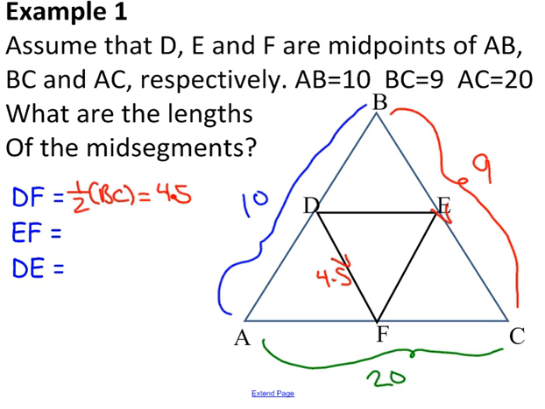Let's go to EF. So EF is parallel to segment BA. Let me use a blue color for that since BA is in blue. So EF is parallel to BA. So therefore EF will be half of BA, which means it will be 5. So EF is 5.